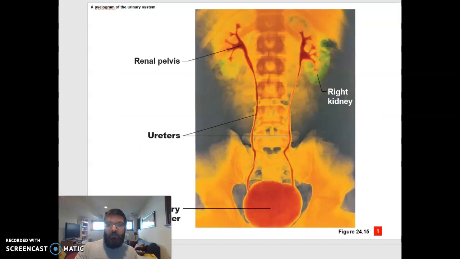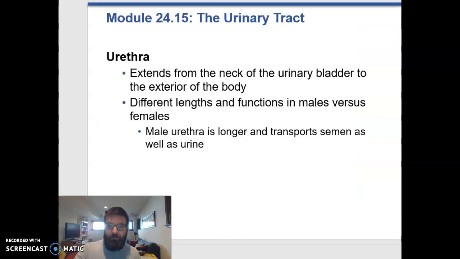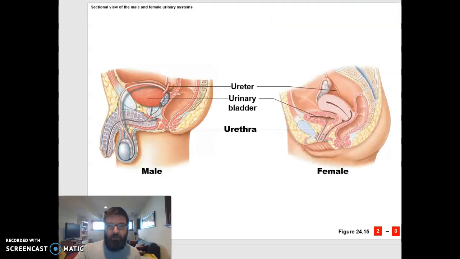And a pyelogram is a way where you can image this, so you can see your minor calyces, major calyx, renal pelvis, ureters, bladder, etc. The urethra then extends from the bladder to the outside. Up until this point, the anatomy is fairly similar in males and females. Here it's pretty different. Females have a much, much shorter urethra than males do, as we'll talk about more as we get into chapter 26 and 27.